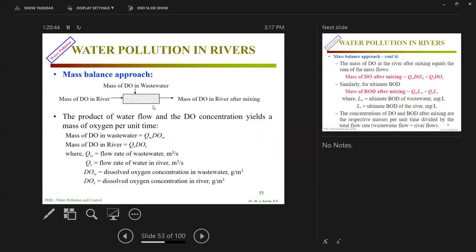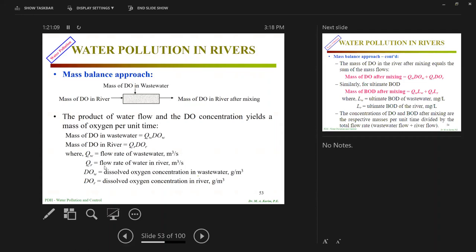So how do we do the modeling? We use the mass balance equation. Mass balance means mass coming in, mass absorbed or accumulated, and whatever is going out have to balance. So this is the mass of DO in the river, then the mass of the wastewater coming in, and whatever the mass in the mixture has to be the same. This plus this has to be the same because they are mixing.